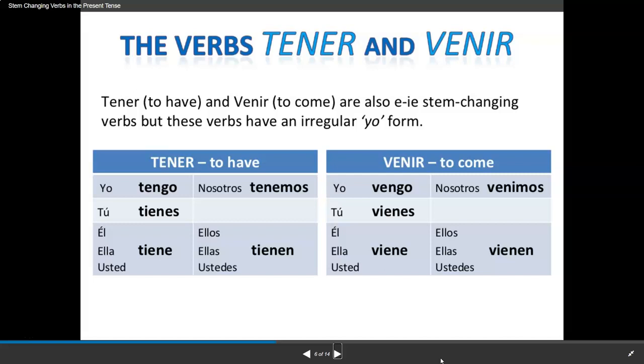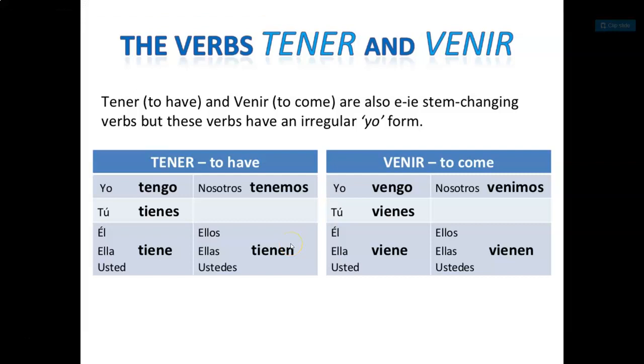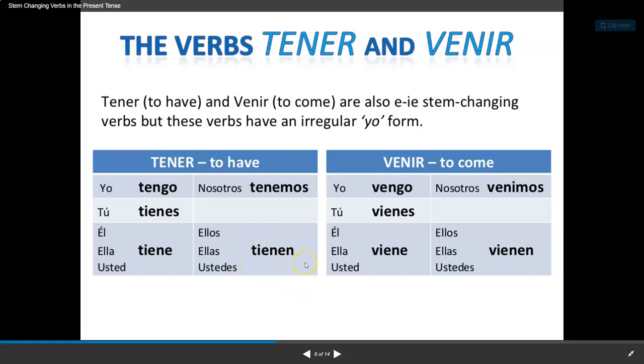So yo tengo stays the same. Tú tienes, that E to IE stem change. Él, usted tiene. Nosotros tenemos, no cambia, no change here en tenemos. And you're going to find that to be a pattern in your nosotros form. And ellos, ellas, ustedes tienen.